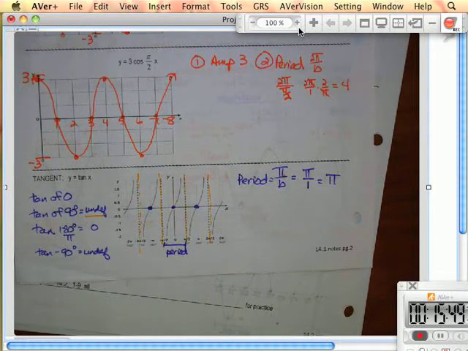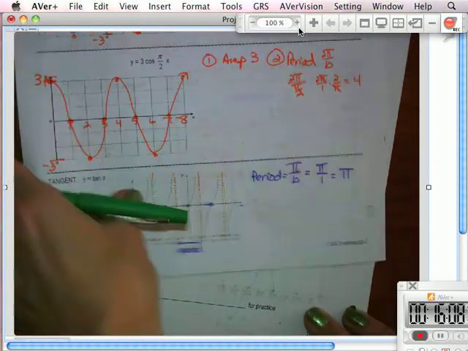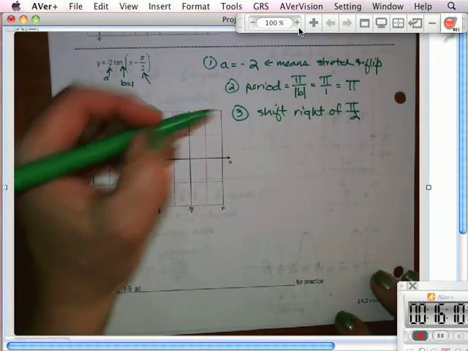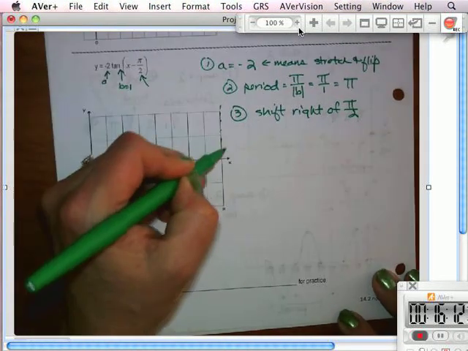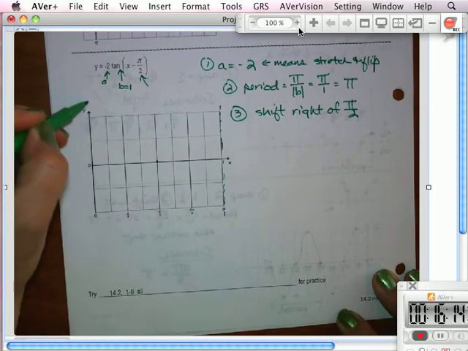Okay? If we take this graph and shift it to the right pi over 2, where is this asymptote going to end up? At pi. Where is this asymptote going to end up? At 0. And that's what we're doing for this one. Shifting to the right pi over 2. So our asymptote ends up at pi and 0.